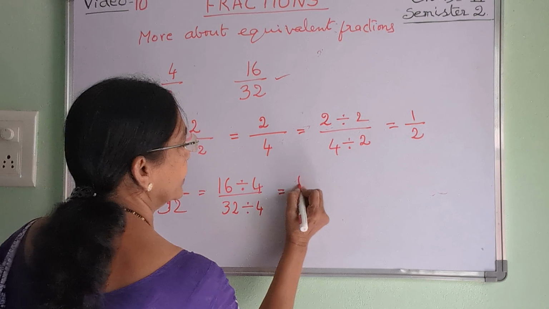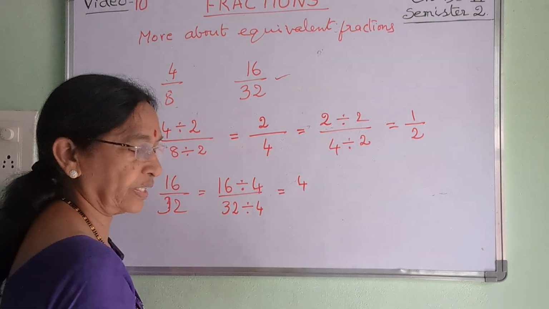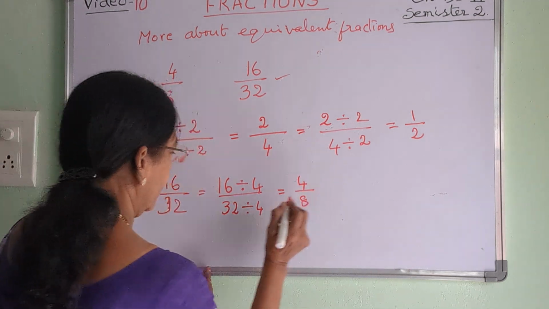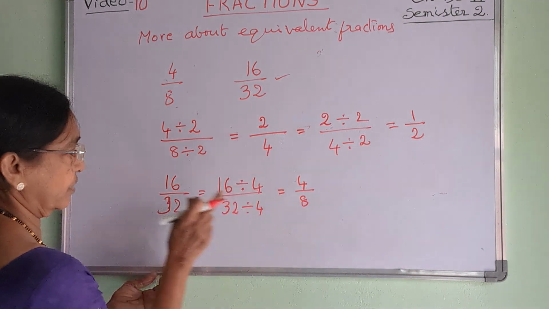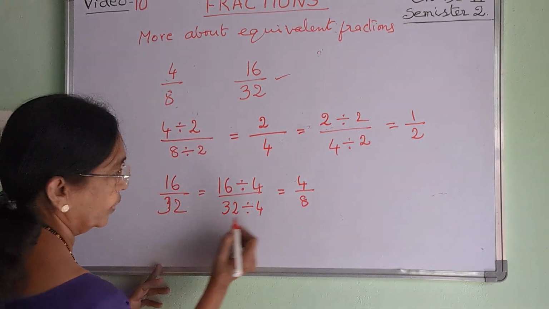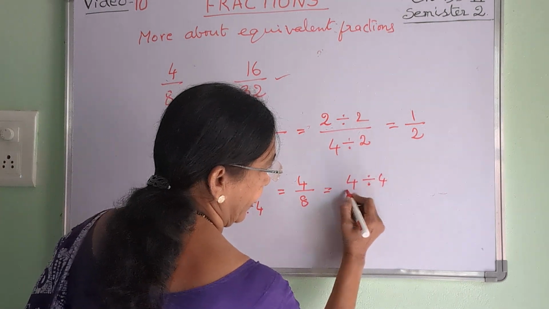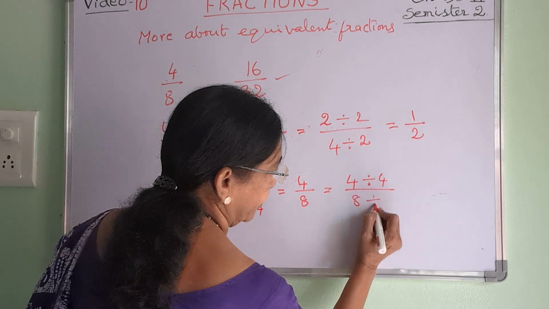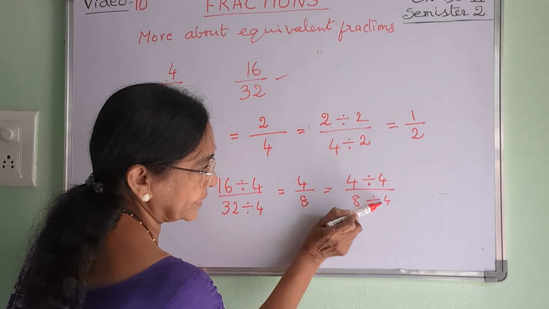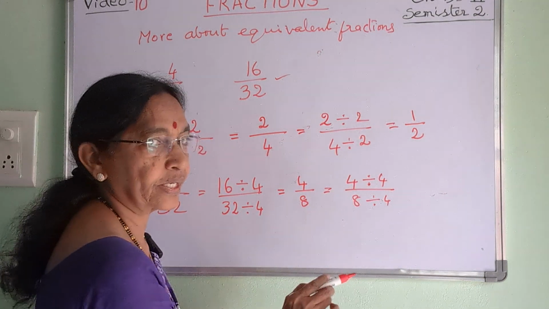So 16 divided by 4 divided by 32 divided by 4. 16 divided by 4 is 4. 32 divided by 4 is 8, because 4 eights are 32. So 4 by 8 is equivalent to 16 by 32. Again, we can divide it by 4. 4 divided by 4 and 8 divided by 4. Both the numerator and the denominator are divided by the same number. As they are divisible by 4, we selected 4.